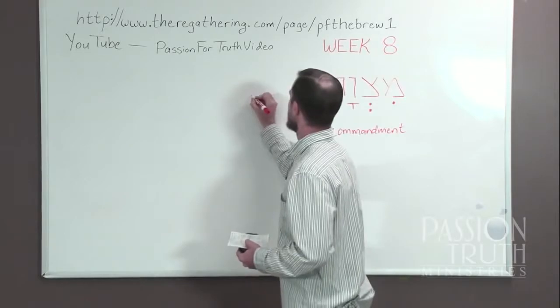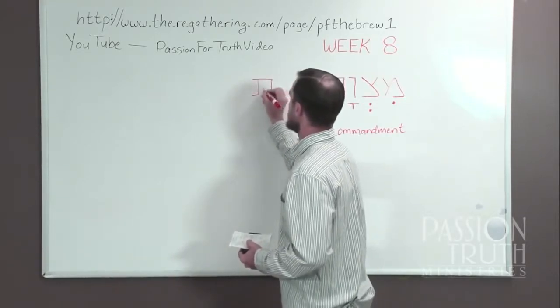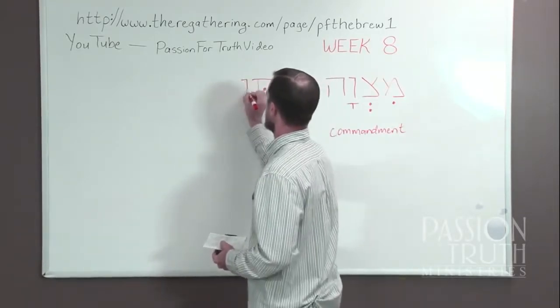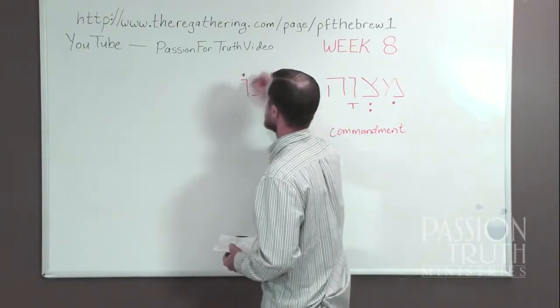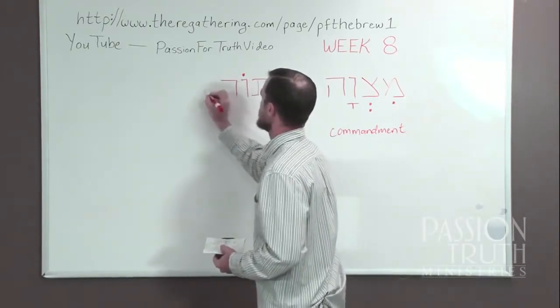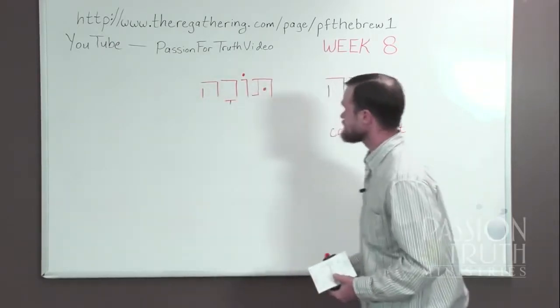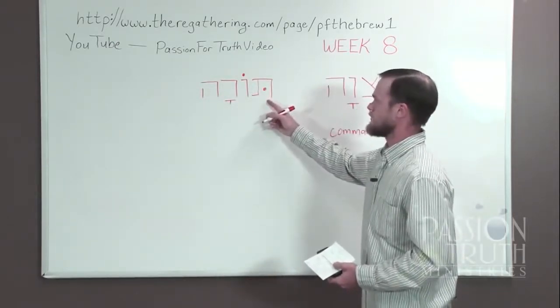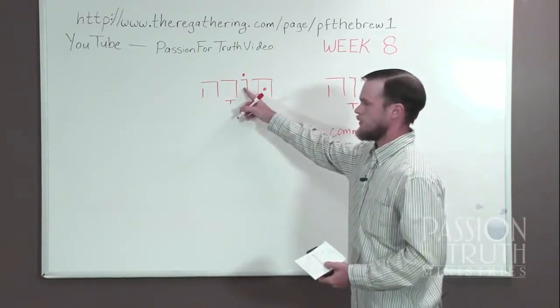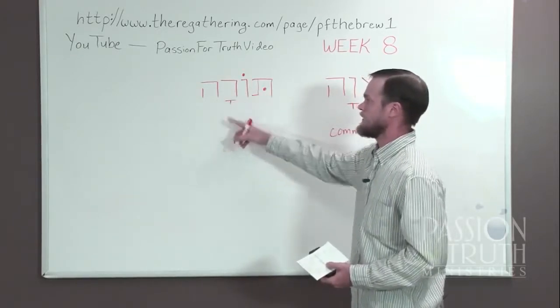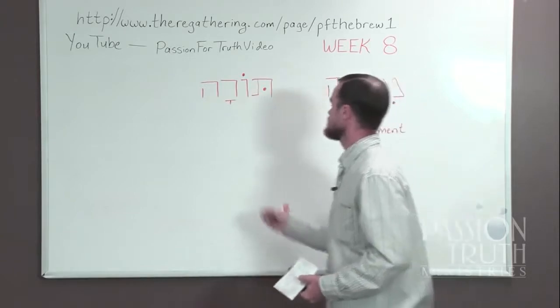All right, then a tav, followed by a vav with a cholam, followed by a resh with a kamatz and a hey at the end. So we've got a T sound, o, ra, and ah, so Torah, Torah.